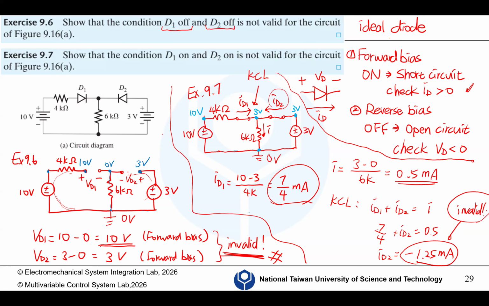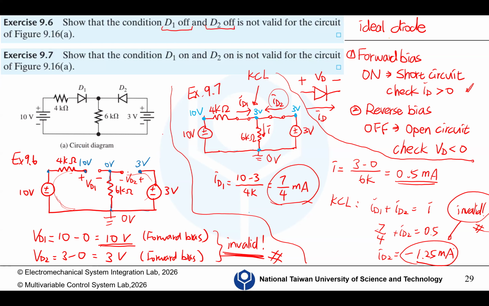Because we assumed both of the diodes are on, we need to check that the current flowing into each diode is a positive value. But it turns out one of them is a negative value, so the assumption is not valid.